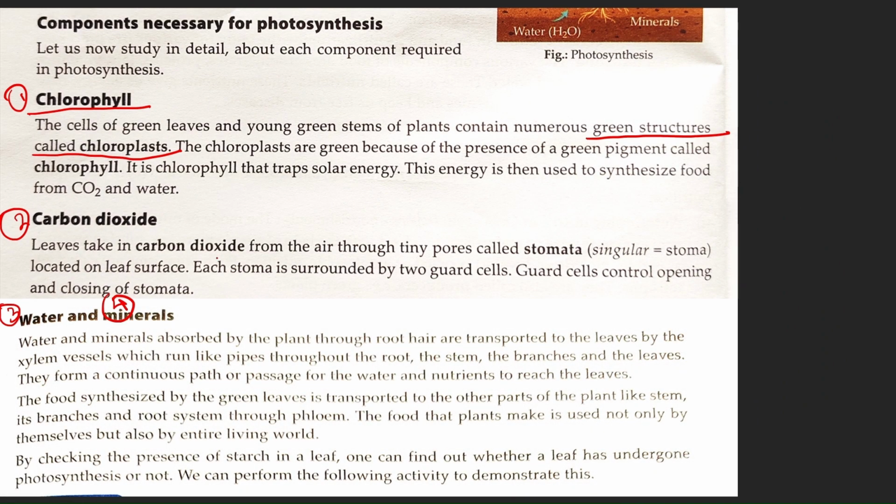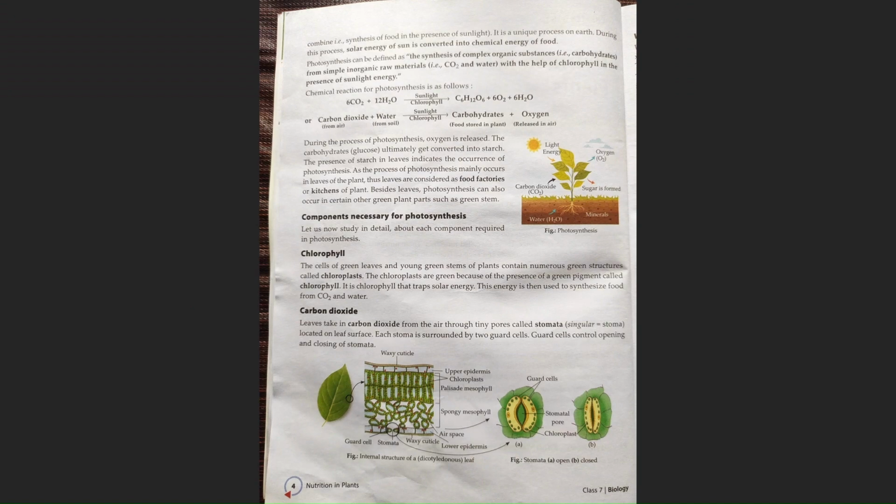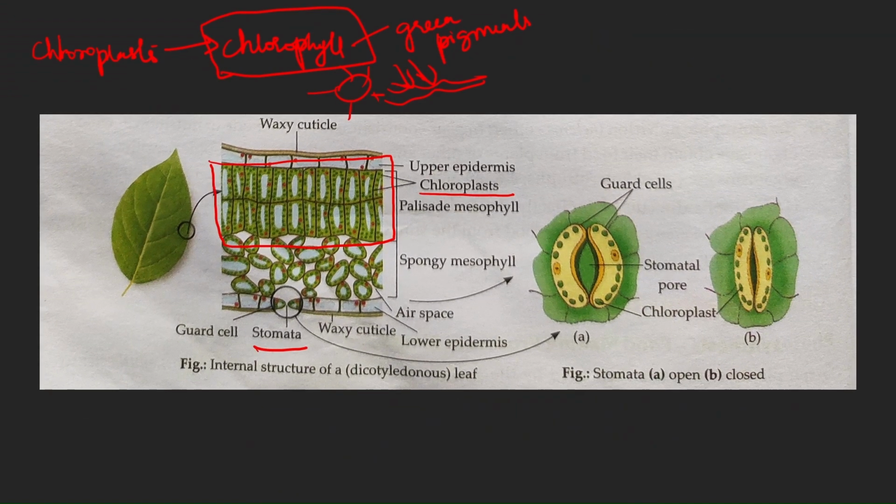Leaves take in carbon dioxide from air through tiny pores called stomata, singular stoma, located on the leaf surface. Each stoma is surrounded by two guard cells. Guard cells control the opening and closing of stomata. Coming back to the picture, this is the leaf surface, and this is chloroplast, which contains chlorophyll. They have air spaces, and then they have this stoma. This is zoomed in, showing us the stomata.